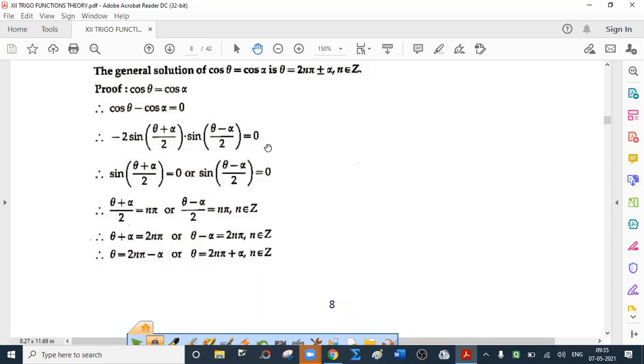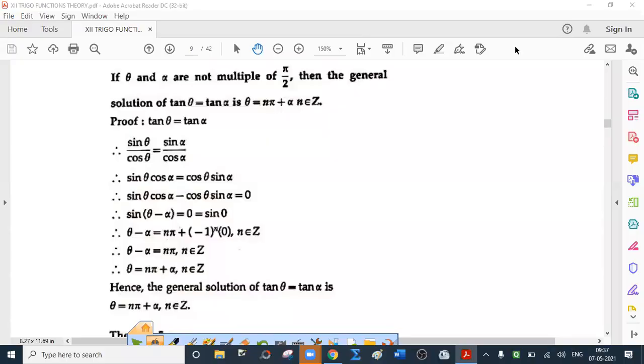Now combine them to get theta equal to 2n pi plus minus alpha. That doesn't mean that plus alpha minus alpha gets cancelled. No, these are clubbed. First is 2n pi plus alpha and then 2n pi minus alpha, where n is an integer.